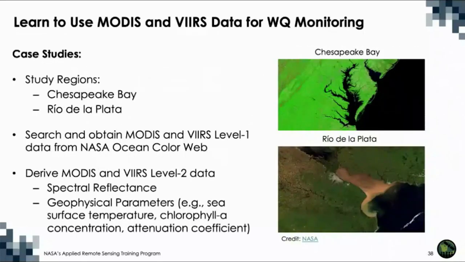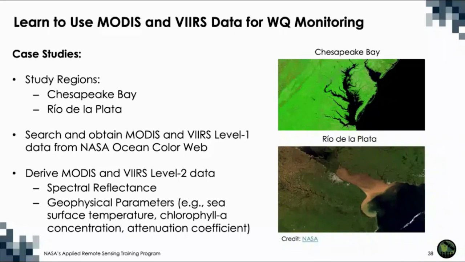Now we will look at two case studies from MODIS and VIIRS to help ensure a smooth transition from MODIS to VIIRS for monitoring water quality. We will look at two regions. First, Chesapeake Bay, which is the biggest estuary in the U.S., and second, Rio de la Plata, the second biggest river basin after Amazon in South America.